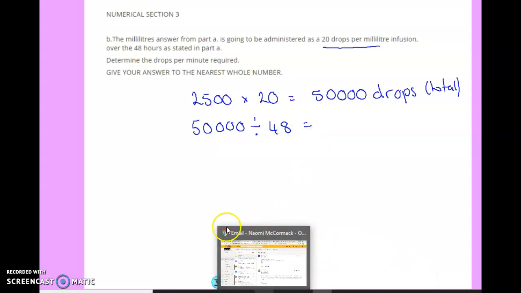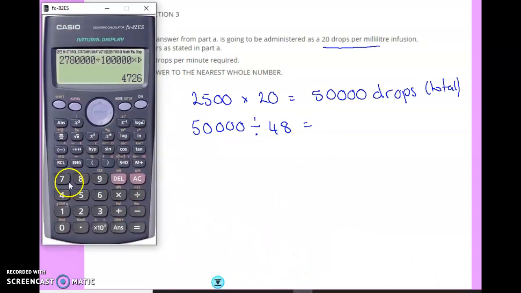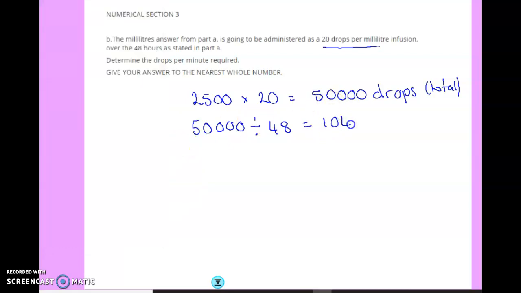I'm reaching for the wrong calculator again. Where's my calculator? There we go. 50,000 divided by 48 is 1,041.66666, and the 6's are just going to continue. So that's for 1 hour. We're interested in a minute. Sorry about my daughter in the background. So we're going to divide by 60.